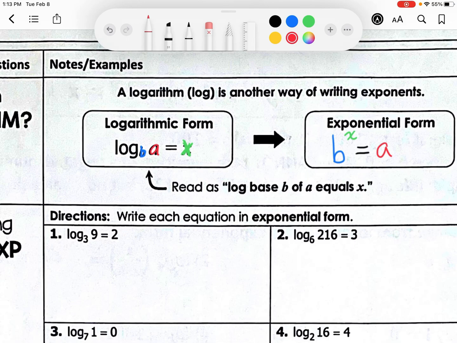When we're going from log to exponential, the way that I like to remember is that exponential starts with e, and I'm going to draw an e just like that. Notice where I started with my e. I'm going to do it again. I start at the b, then I touch the green x, then the red a. And that's the order that you write your exponential form. You go b to the x equals a.